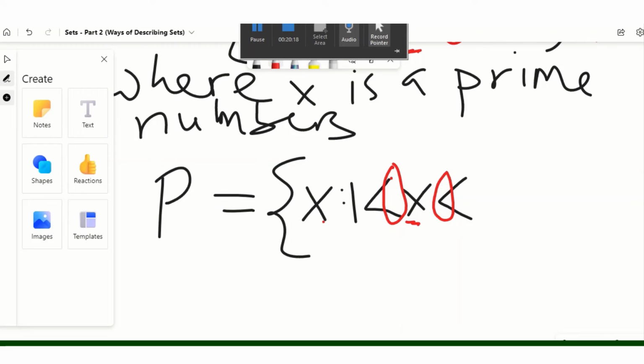Okay, so you take note of that. The part which is facing the variable will determine whether it is greater than or less than. All right.